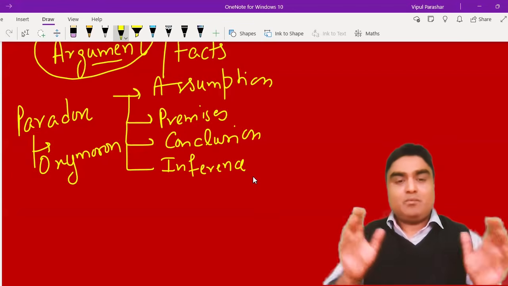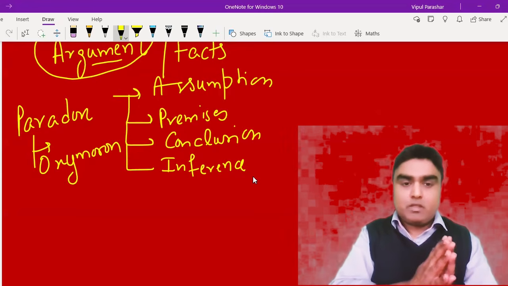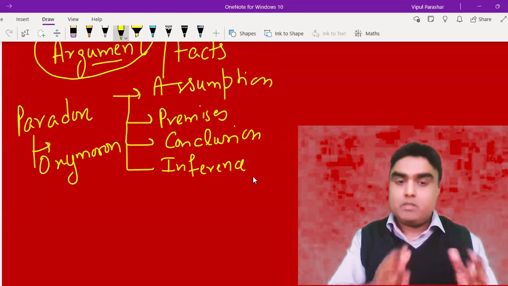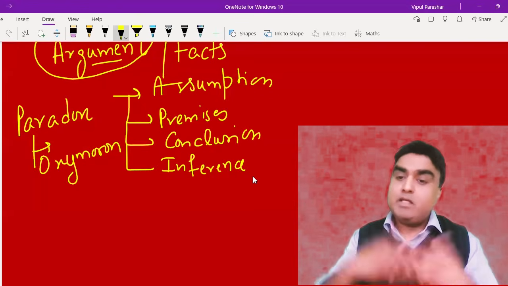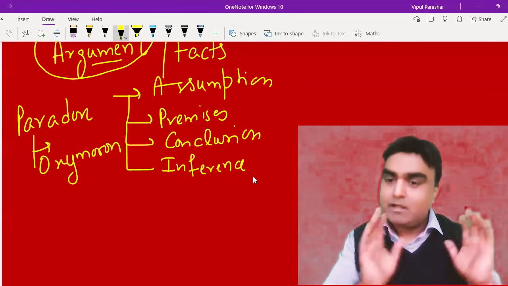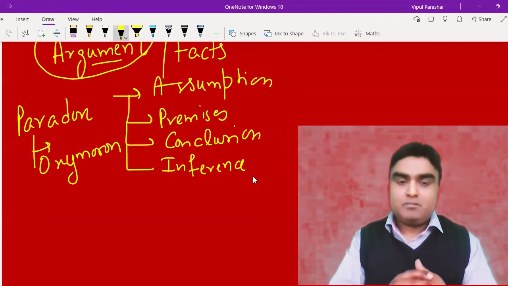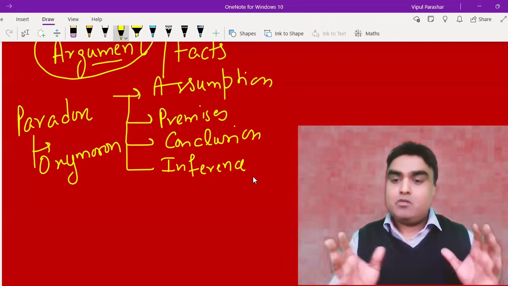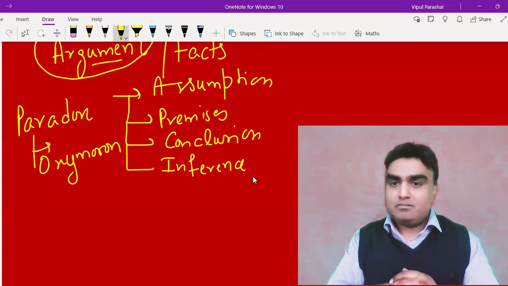Okay. Now the inference part. What is the difference between inference and a conclusion? Inference is always of a reader and conclusion is of a writer. Let me rephrase the whole thing. Conclusion usually is of the author and inference is yours.